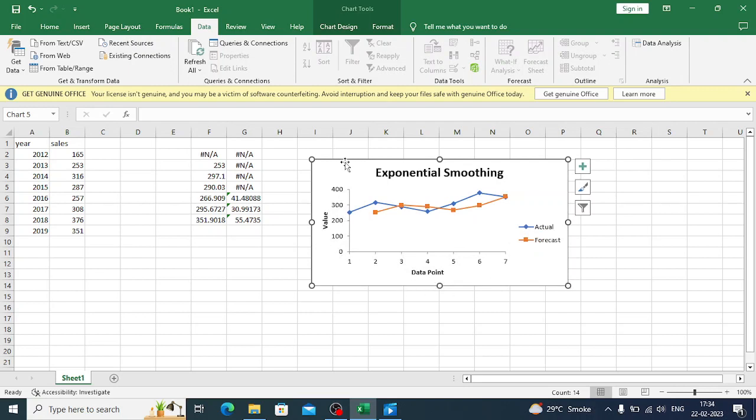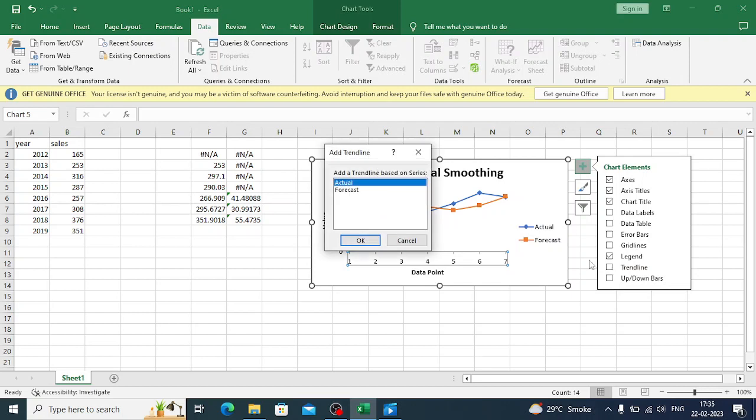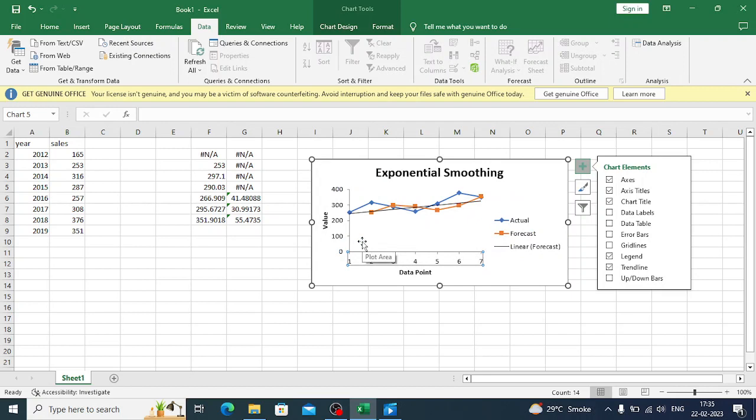Here we have defined the exponential smoothings also. These are data points and values and this is the exponential smoothing. So instead of data points we can use 2012, 13, 14, 15, 16, 17 and all. Okay, here these values are smooth values which can be defined with the help of moving averages also. So here, instead of using a trend line, we can add a trend line based on series, actual and forecast. I am going to use the forecast one.